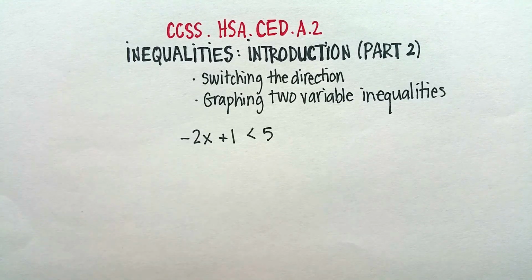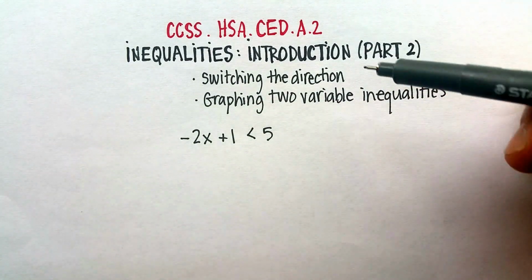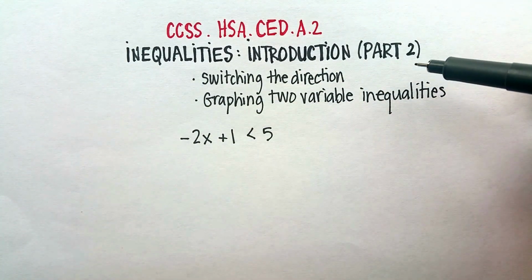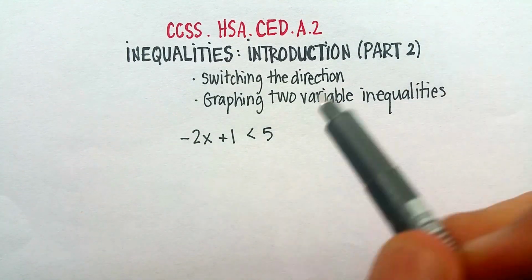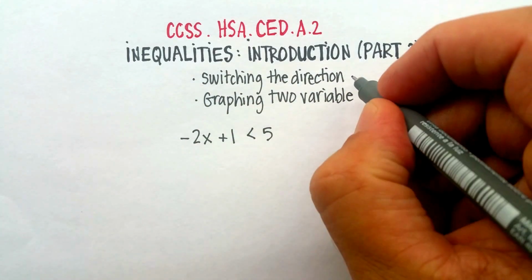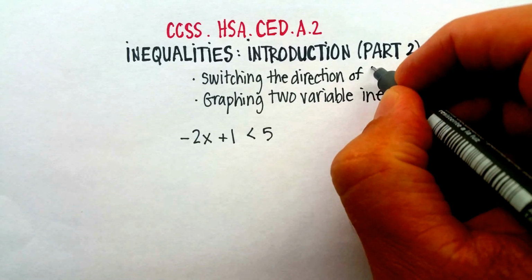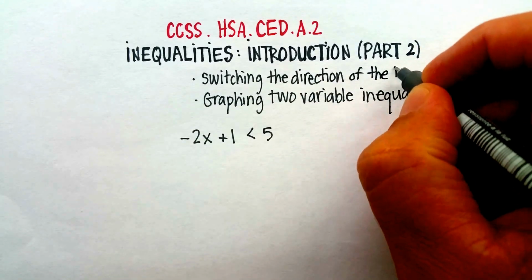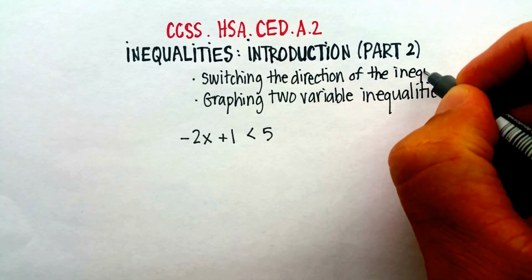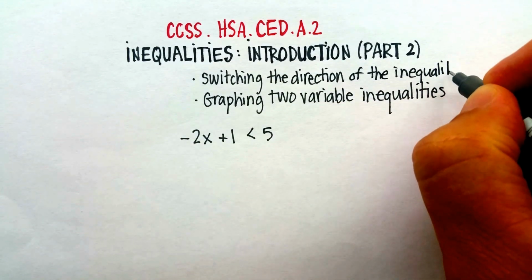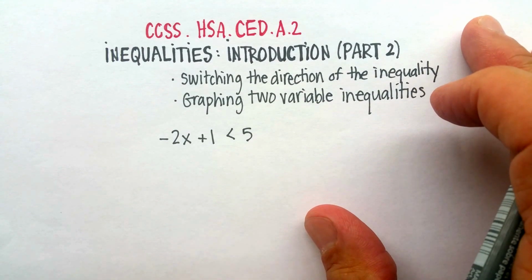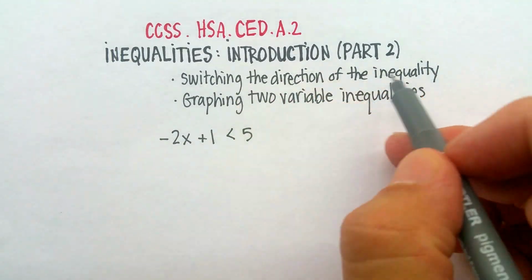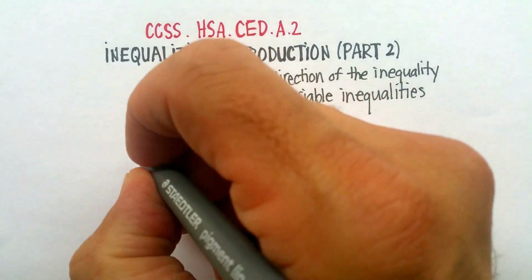Okay, so in this video, we're going to go over Inequalities Introduction Part 2, and we're going to cover specifically these two topics. When do we switch the direction of the inequality? Because there are times when we're going to have to do that. And how do we graph two variable inequalities? Okay, so let's just deal with these one at a time. So let's start with this first one, switching the direction of the inequality.